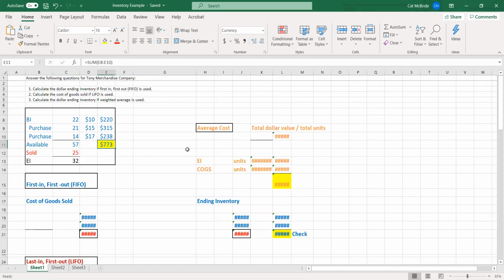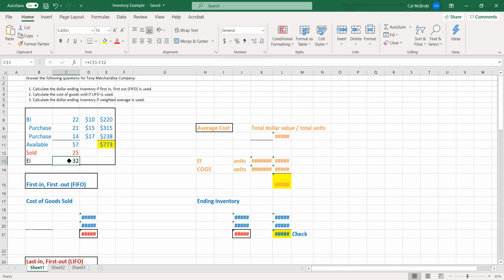Now look over at the information that you're given about what was sold. You sold 25 units. Okay, so if we sold 25 units and ending inventory is 32 units, that means those 25 units go to cost of goods sold. Okay, now everything we do is going to be in layers.